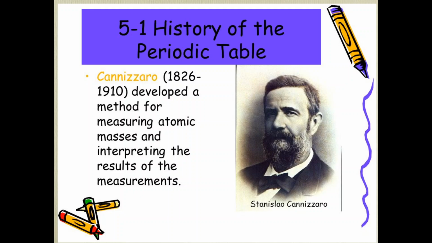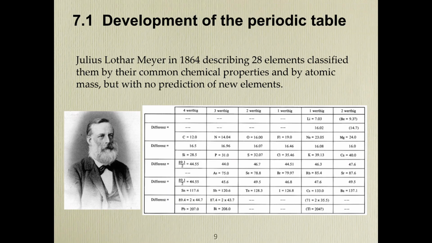So put Cannizzaro as another name in your hat as far as who did what, to when, to how. So anyway, Meyer then came along. He's a German. He described 28 elements, and he did it by both properties and atomic mass, just like Newlands and Dobereiner. But he did it to a lot more, and now he had the right masses and stuff. And he started to make a table, actually.